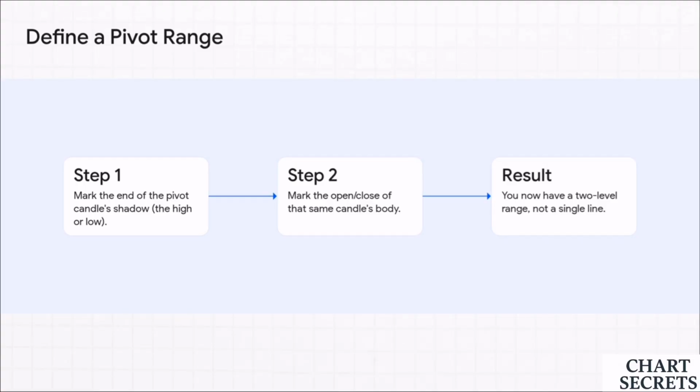You find your pivot candle, the one that makes the highest high or the lowest low in that particular swing. Your first level is the absolute tip of that candle's shadow, or the wick. Your second level is the open or the close of that same candle's body. Just pick whichever one is closer to that first level you drew. And that's it. You've just created a precise two-level range, and you've taken all the subjectivity out of it.